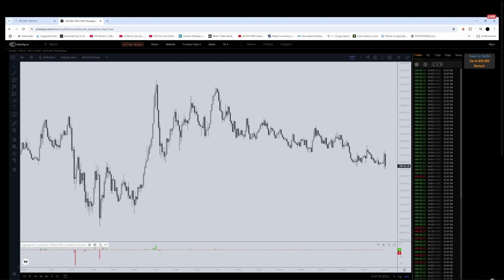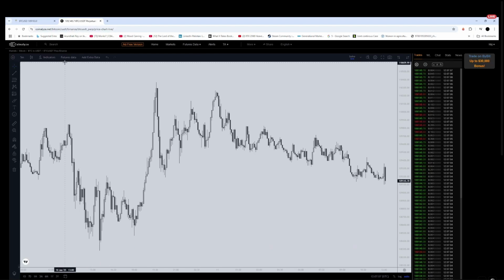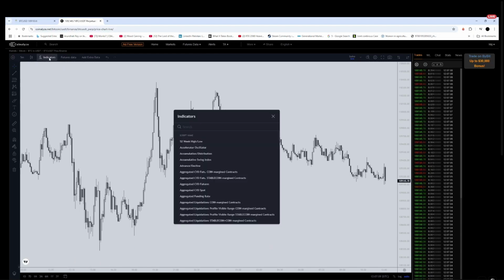Now, once you have the pair opened in front of you, the next thing you do is load up the indicators, right? The ones that are the most useful and they provide you some actionable data. Number one out of those is the open interest, right?